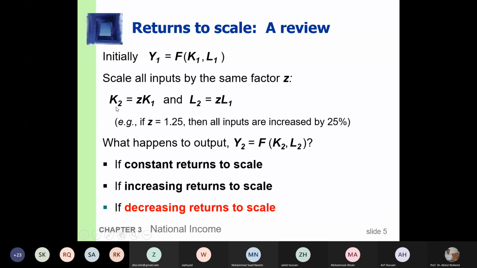suppose K2 equals Z K1 and L2 equals Z L1. Now, if Z equals 1.25, then this means all inputs are increased by 25%. So the question is, if all inputs are increased by 25%, what is the increase in output?